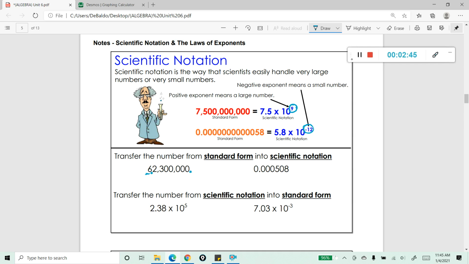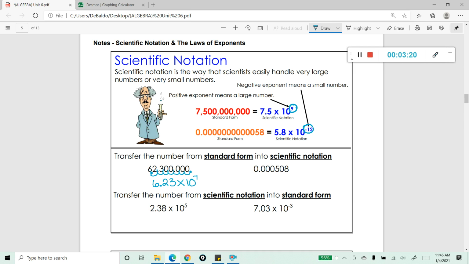So let's go ahead and move my decimal. I'm going to move it... Oh, I lost my pen here. Let me grab my pen. 1, 2, 3, 4, 5, 6, 7. Notice how I'm counting the spaces. I'm not counting the zeros. I'm counting the spaces. That was 7 spaces. So I'm going to rewrite my number as 6.23 times 10 to the positive 7. And you're done. You moved from standard form into scientific notation.